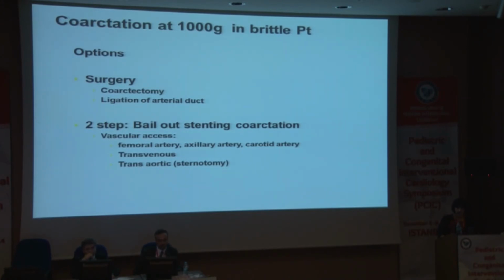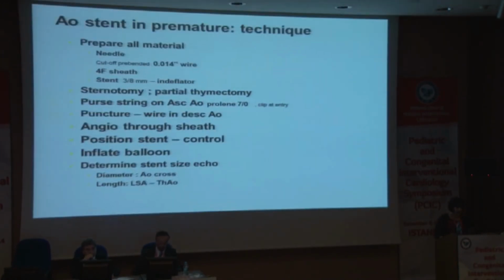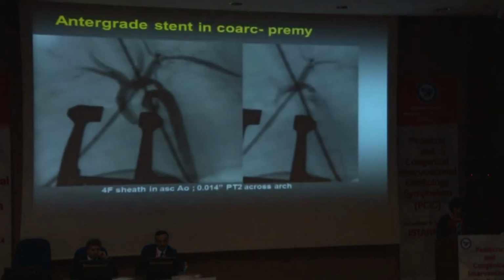So we discussed with a neonatologist, and eventually the decision was made to do a hybrid procedure, and via sternotomy, a purse string was placed on the ascending aorta. There was a puncture done, the wire placed in the descending aorta, obviously control angio is done, the stent was positioned, and determining the stent size was done before the intervention. We already decided on echo what size and length stent we would need.